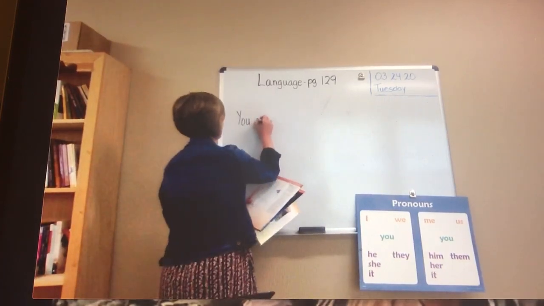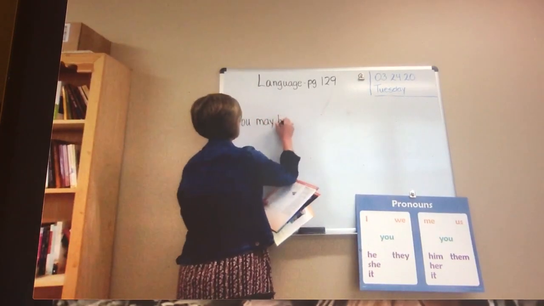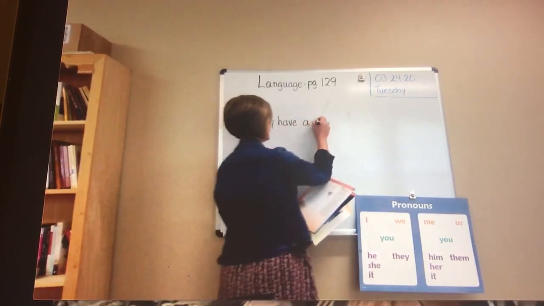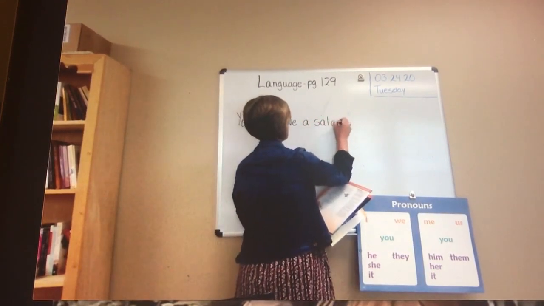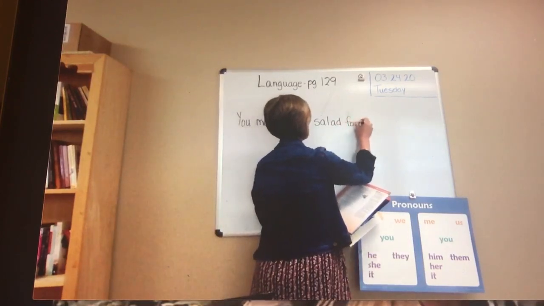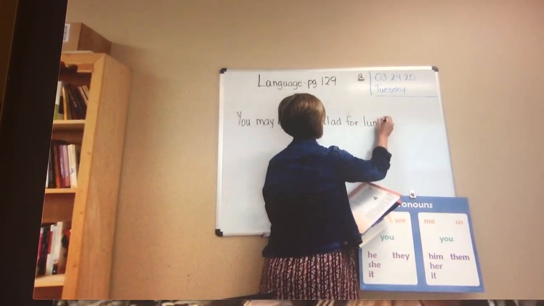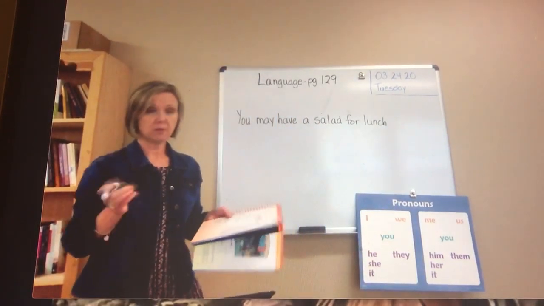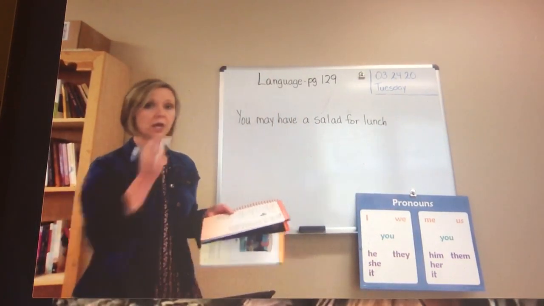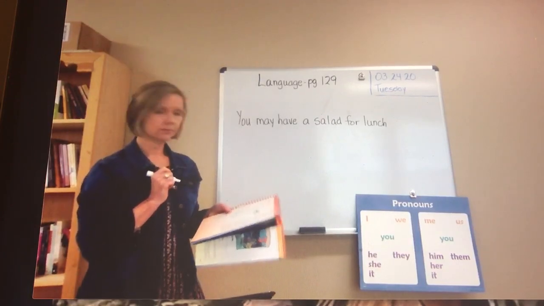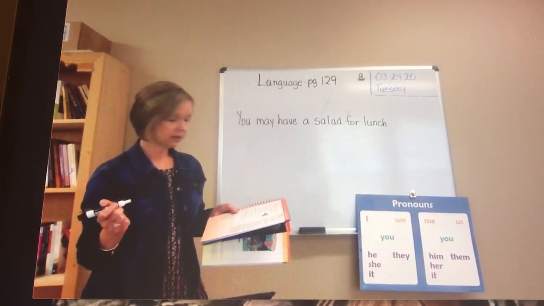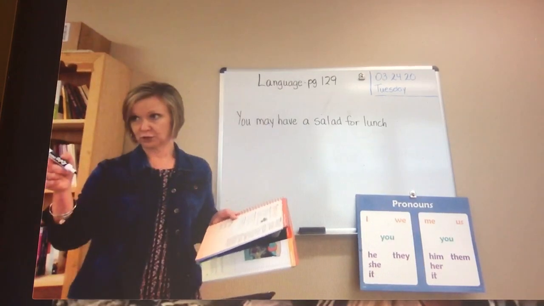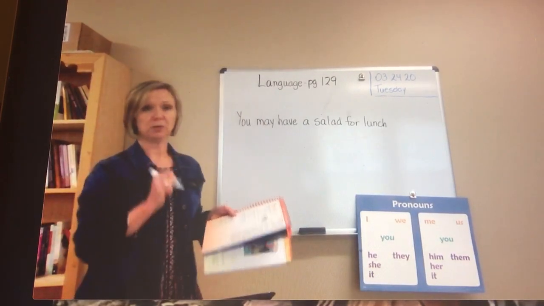You may have a salad for lunch. Now, if we were going to stop there, and we could, you may have a salad for lunch. Sure. You could put a period there. You may have a turkey sandwich. You may have a salad for lunch. You may have a turkey sandwich. Okay? We could put a period there.